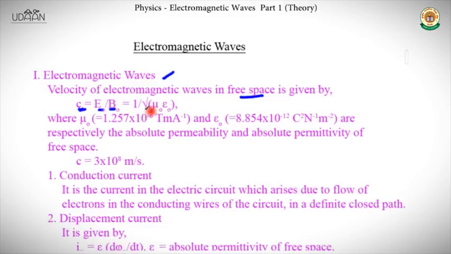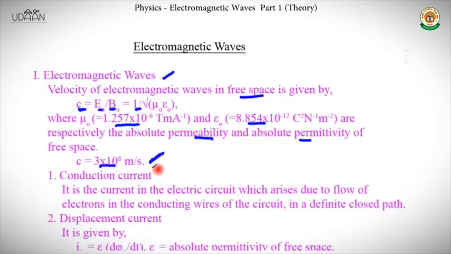Next, it is also equal to 1 by root over mu naught epsilon naught. Here mu naught equals this value, epsilon naught equals this value. They are the absolute permeability and absolute permittivity of free space. After putting mu naught and epsilon naught in this equation, we find that C is nearly equal to 3 into 10 to the power 8 meters per second, which is the speed of light. So this is a constant value, and you're expected to remember this because they might not provide this value in many questions, but they assume that you know it.